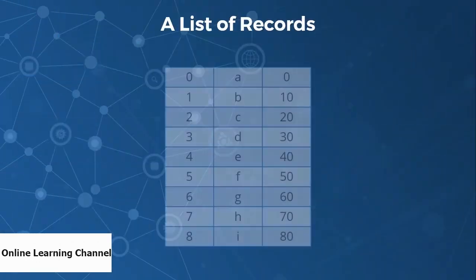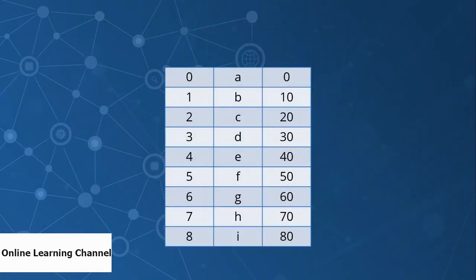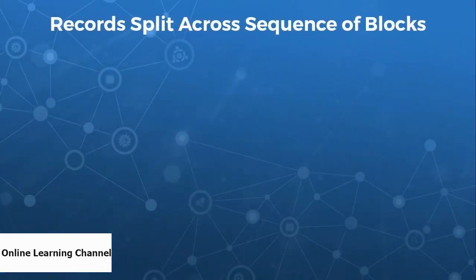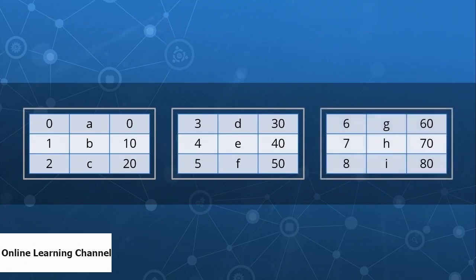So how exactly might this work for our list of records? Well, consider that our 9 records are split into 3 different blocks.